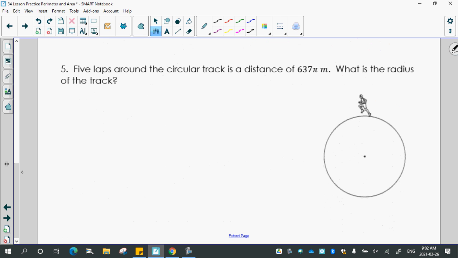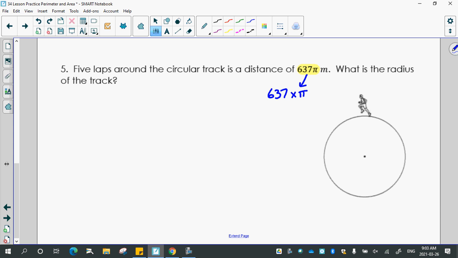Five laps around the circular track is a distance of 637 pi. Okay, so first of all, that's an unusual number. Does anyone remember from the first unit what that means? It means that the number has a bunch of decimal places, so it's easier just to have pi, so it's more exact. Yes, but if I wanted to know what it was approximately, it would be 637 times pi. Everybody good there? That's what it means when it's right beside. So it's more than 3 times as big as 637.